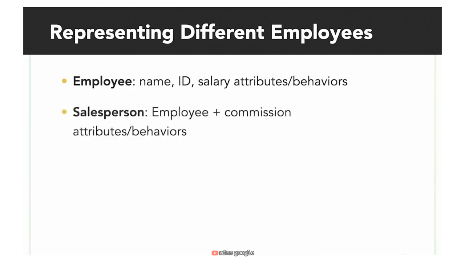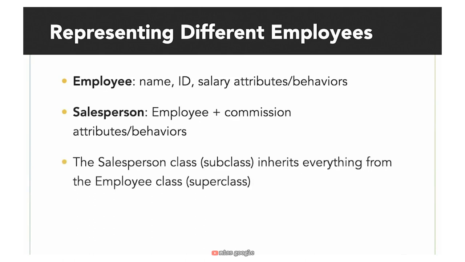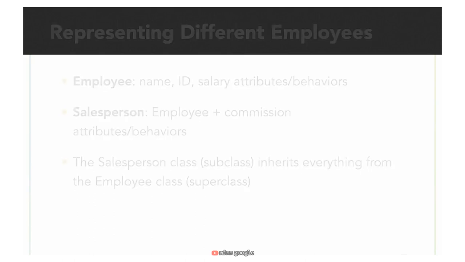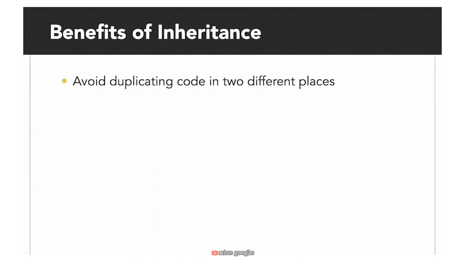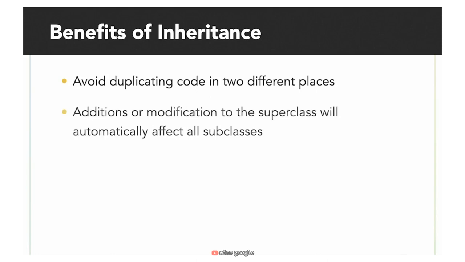Since a salesperson is an employee and will have all of the attributes and behaviors of an employee, we can have the salesperson class inherit from the employee class. This allows us to avoid duplicating the code from the employee class in the salesperson class. Instead, we would just create a new class with the custom functionality of a salesperson, inheriting the employee functionality from the employee class. This is beneficial because if there's ever something we want to add to the employee class, it will automatically affect our salesperson because a salesperson is an employee.